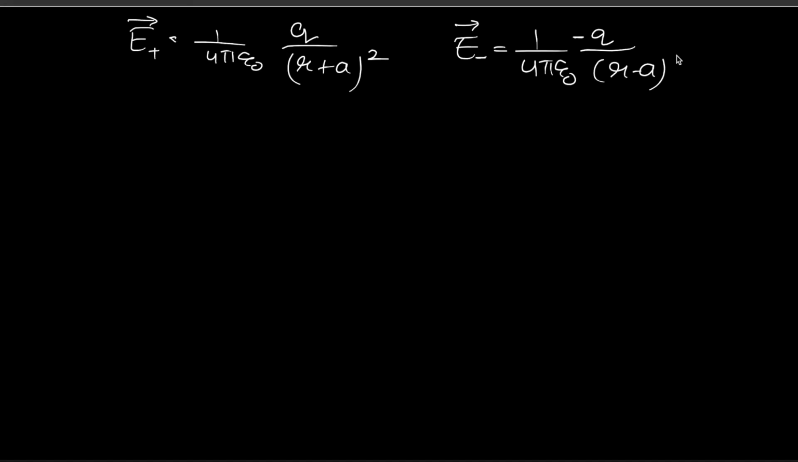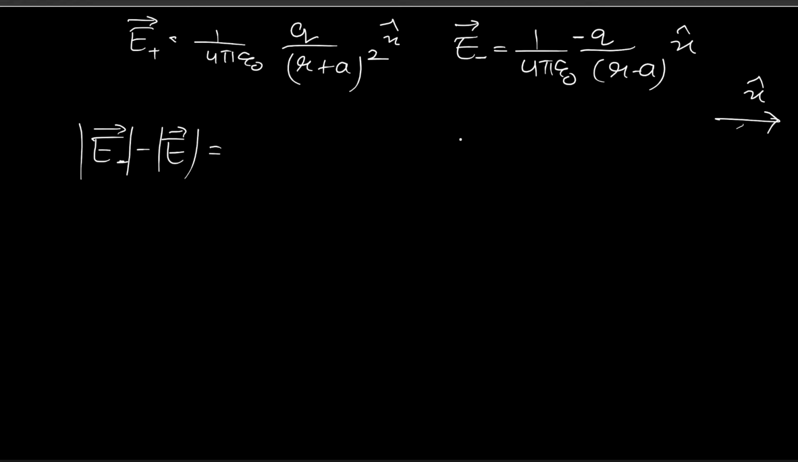If I am representing it by the x vector, let's suppose this is in the x direction. I point this direction as the x unit vector, because if I have to write it in vector form, I have to represent the direction also. Because E negative is greater than E positive, we are basically going to deal with the magnitude only, because the direction ultimately goes in the x direction only.